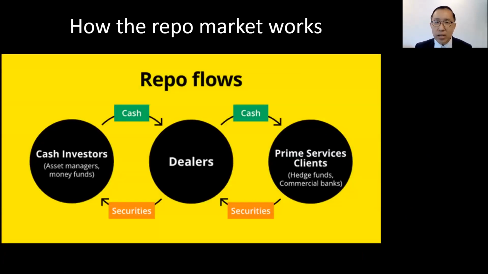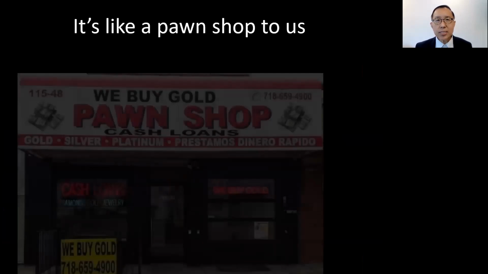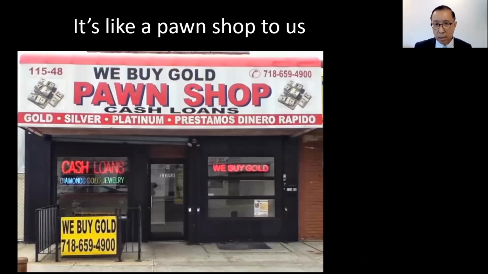That's how it works. Every day, at the end of every day, financial institutions have to balance their books. If they have too much money, they can lend the money in the repo market. If they are short of money, they go and borrow. Okay? So it's like the pawn shop to us. If we don't have enough money, we will put our gold in the pawn shop and try and get cash back. Okay? And if we have too much money, we just go back and get our gold back.